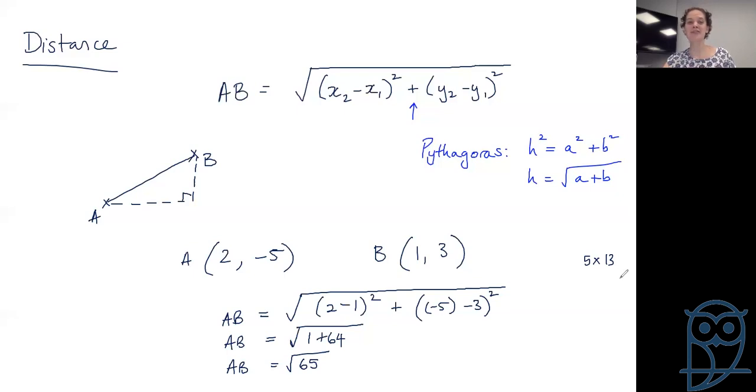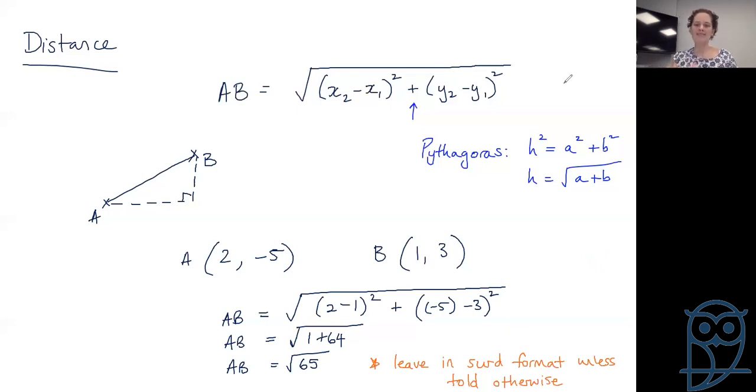If it was, say, the square root of 8 that we'd ended up with, then we would simplify our surd to 2 root 2. But we're going to leave it in surd format, unless told otherwise. Because you always want to remember pure maths is where we're being precise. It's where we're being exact. So we don't want to be rounding our answers where we don't need to. So if we've got a surd, work with the surd.